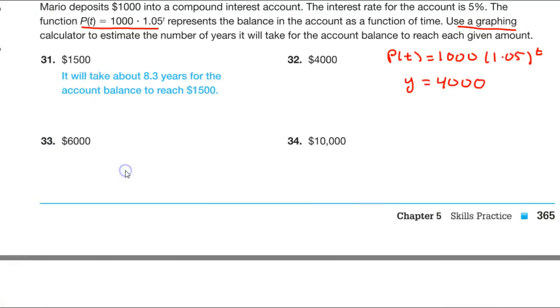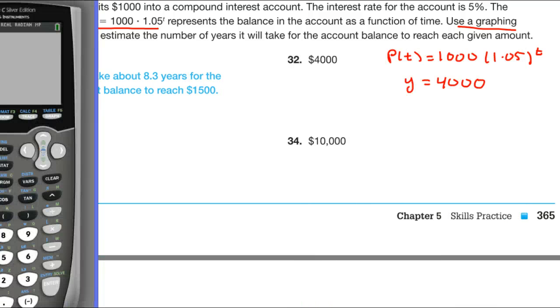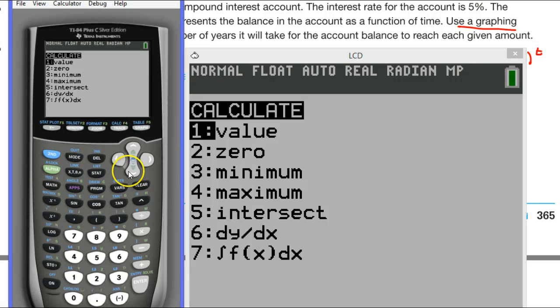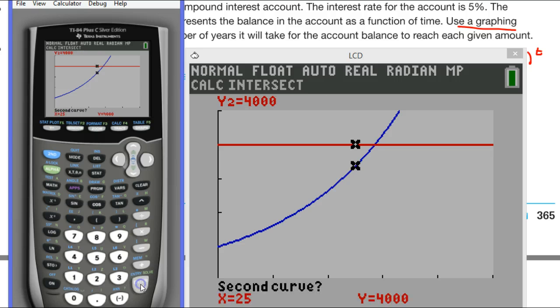So we use the second calc. We find the intercept. Whoa, lost my calculator. We find the intercepting point, or the intersecting option. We pick the first curve, second curve, and then we try to approximate somewhere around there. It'll give us the exact value. So it's going to take us about 28.5 years to make $4,000.